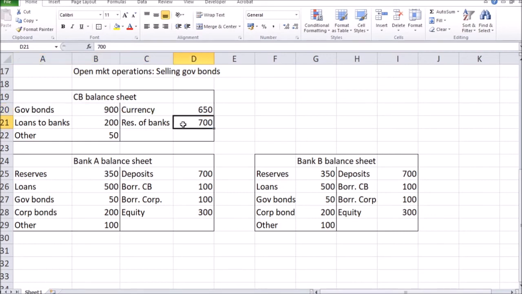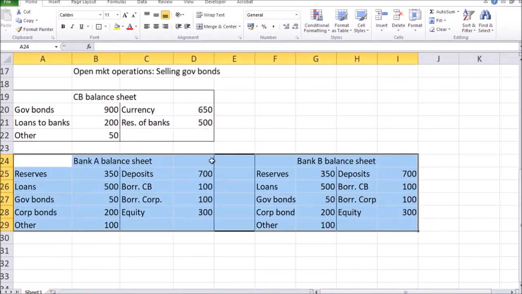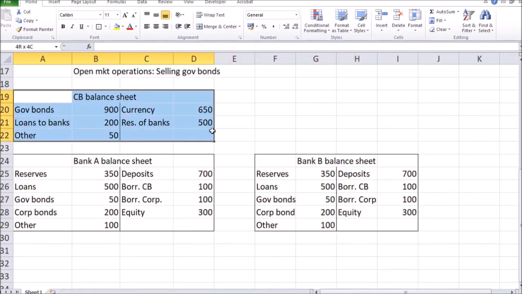The monetary base will also decrease by 200 because in return for these government bonds, the central bank will receive cash, will reduce the amount of reserves that the commercial banks are holding with that central bank. This reduces down to 500 from 700. Monetary base decreases, the amount of liquidity in the economy decreases, and in exchange for that liquidity, in exchange for that cash, the banking system, here consisting of only two banks, Bank A and Bank B, will receive more government bonds. These are the changes to the central bank balance sheets.